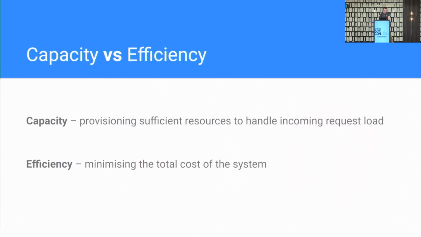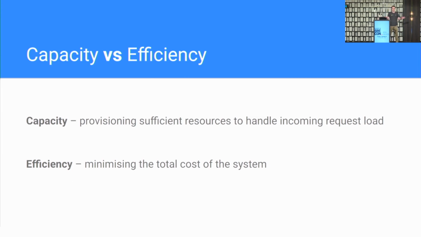OK, so let's start with some definitions. Capacity. Capacity is provisioning enough resources to handle your incoming request load. Resources, in this case, we're talking about servers, disk, SSD, that sort of stuff. And the request load can be internal or can be external. Efficiency, that means minimizing the total cost of our system. So running it as cheap as we can.